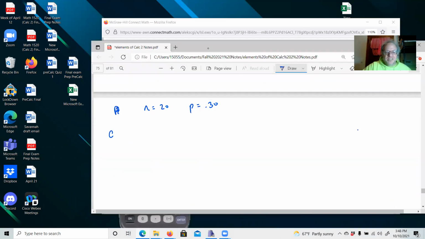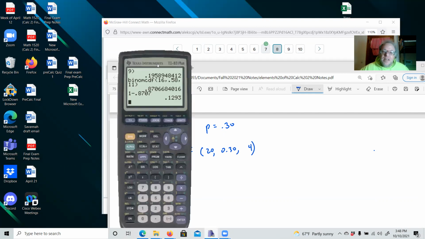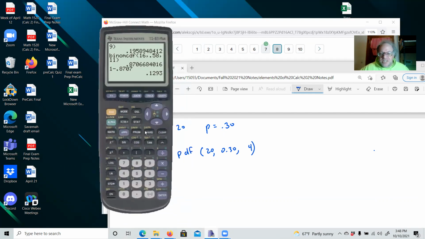So in the first section, we're going to have the probability of exactly 4. Well, that's a particular number. So we're going to say Binompdf. We want 20. We want 0.30. What was the number we were looking for? It's going to be 4. This is going to be a small number. So we're going to go to second function, distribution.